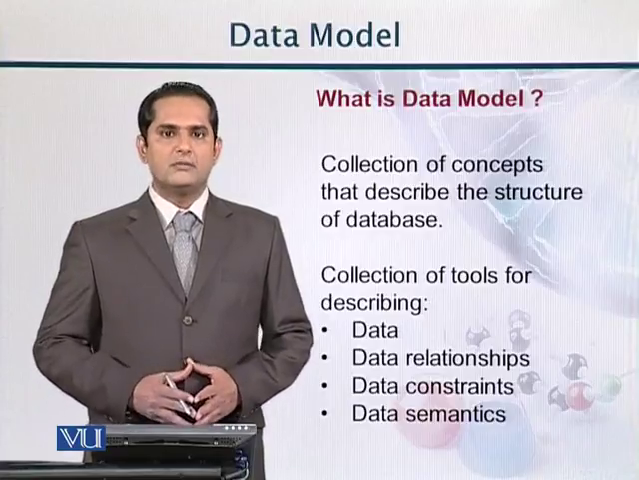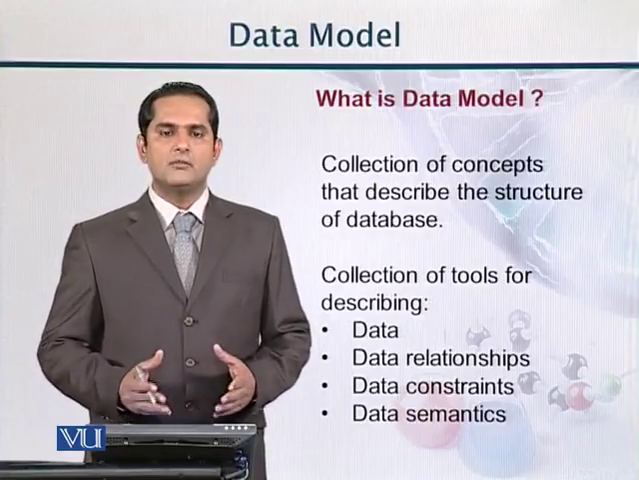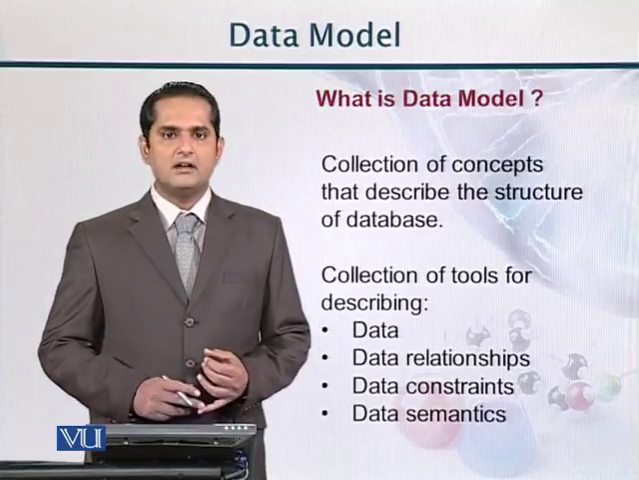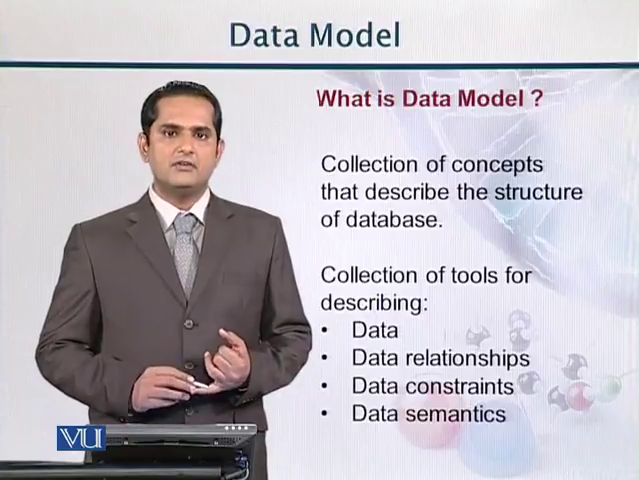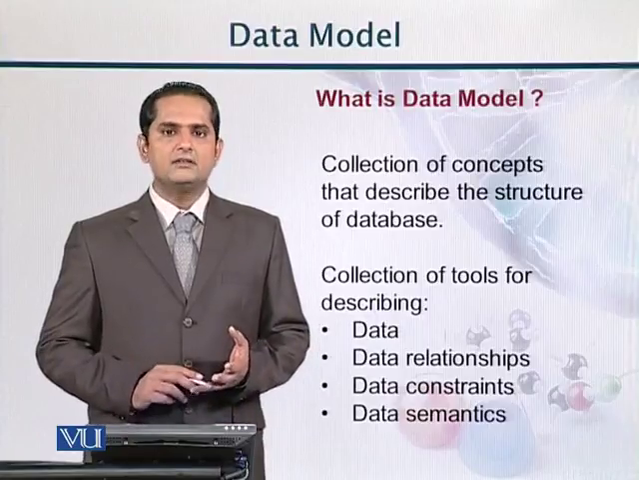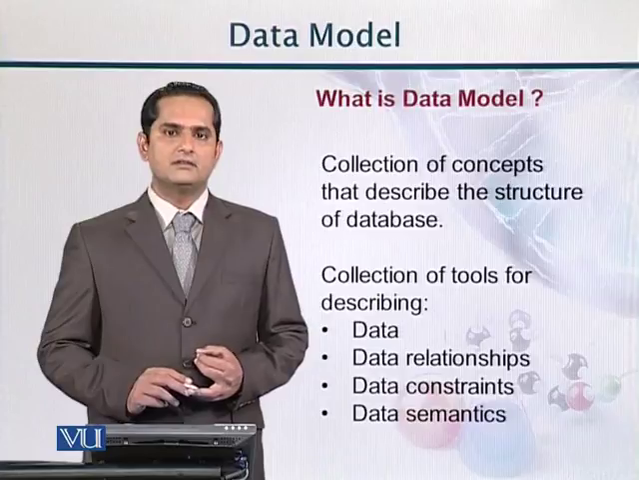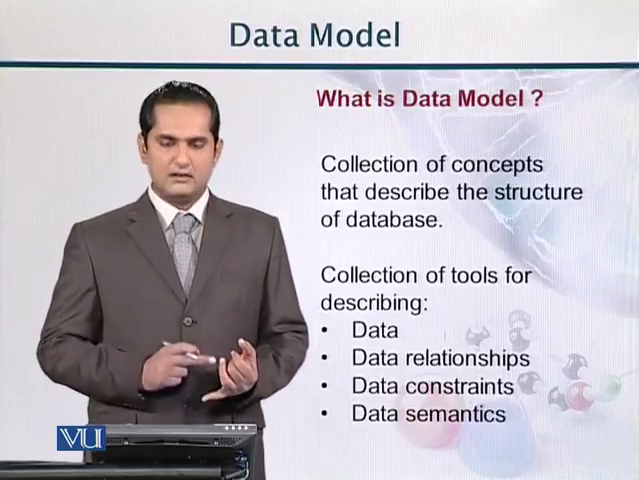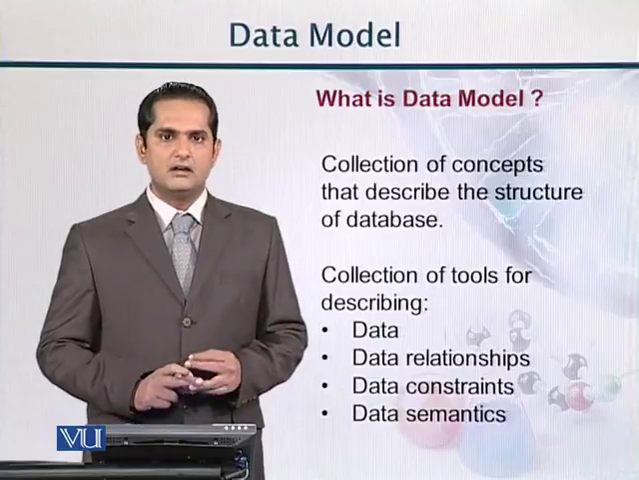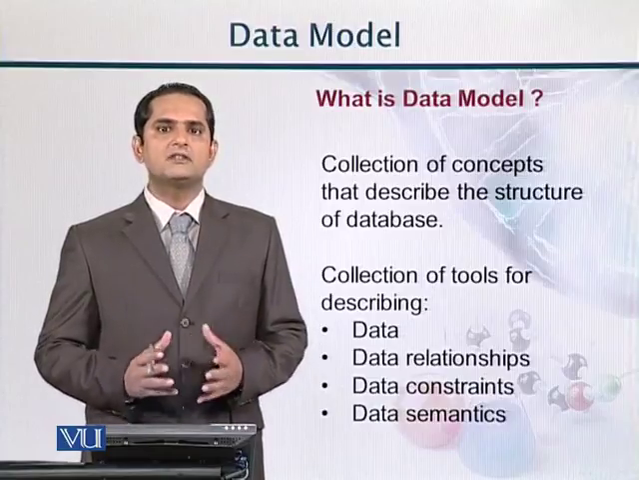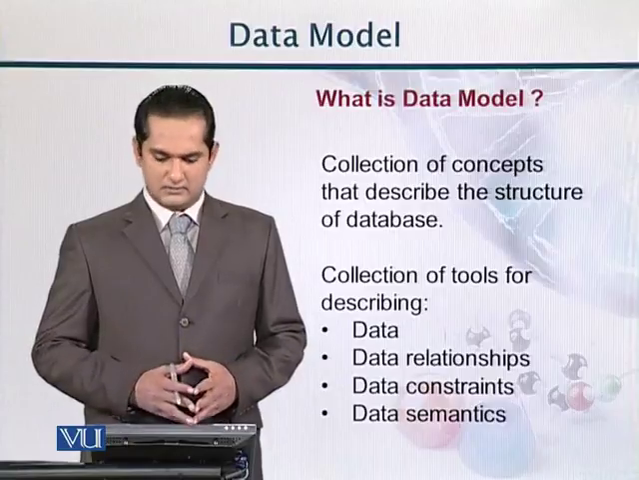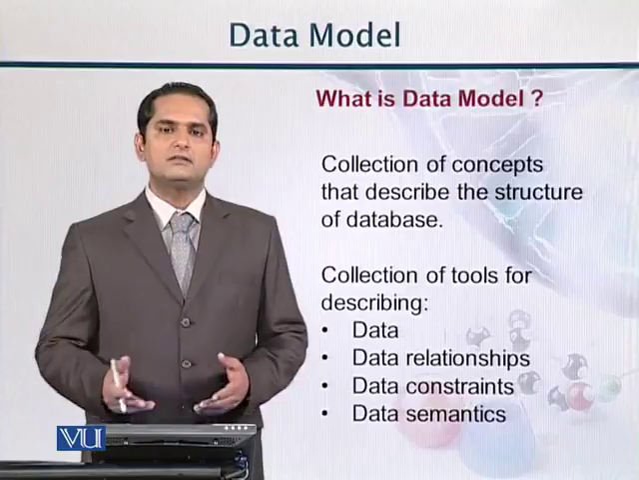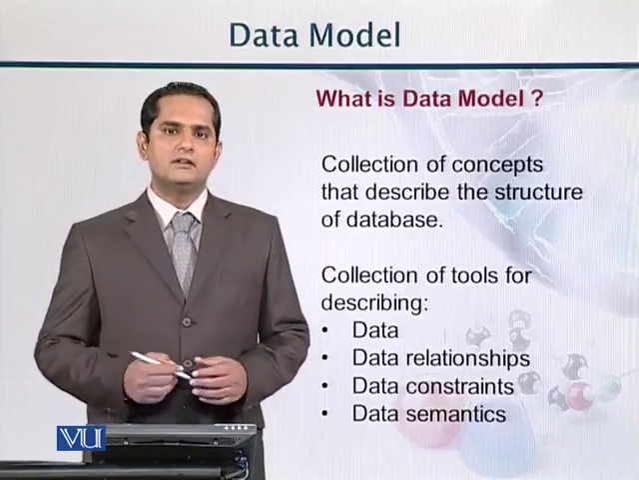So what we conclude from here is that data model is a collection of tools which describe what is data, what is the relationship between data, what are constraints, and what is data semantics. So these three things, data representation, data constraints, and data relationship, are basic things which were part of DBMS systems also. The fourth thing, data semantics, which is related to the meaning of some data, is a new part of the data modeling dimension.